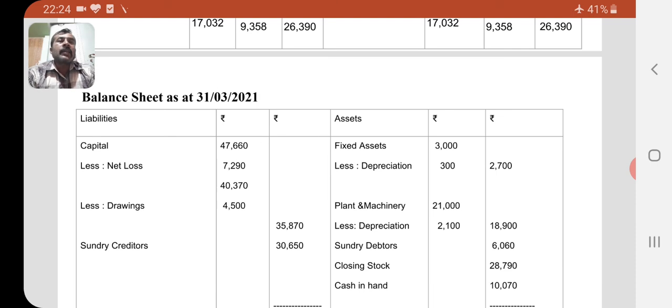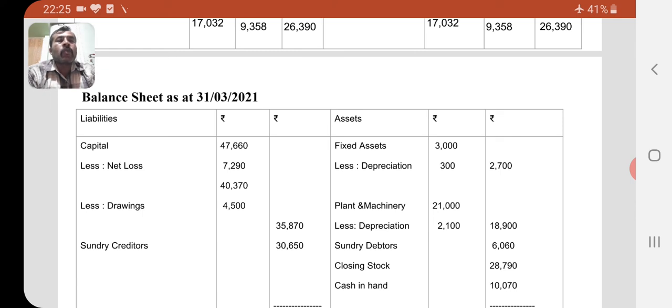On the asset side of the balance sheet, relating to the fixed assets, the first one is furniture. Furniture value is 3,000. From that, depreciation of 300 is going to be deducted. So 2,700 balance is available. Plant and machinery 21,000, depreciation is 2,100, 18,900 is available. Sundry debtors given in the problem 6,060.